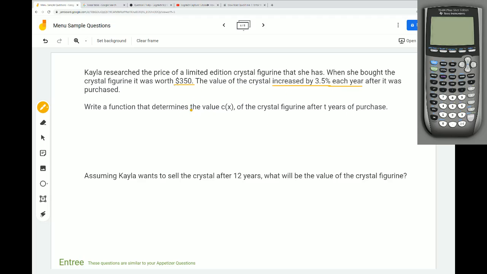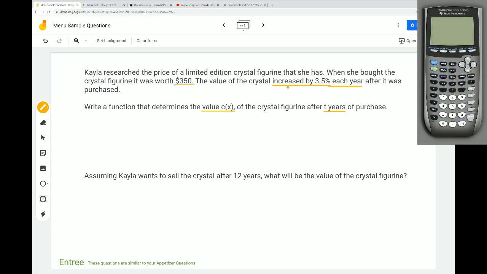So some things I can take from this is that c of x is the value of the crystal figurine, whenever that is. It's the value that it costs. And t, so it says after t years. So t is going to represent our time, and that's the amount of years. Okay.